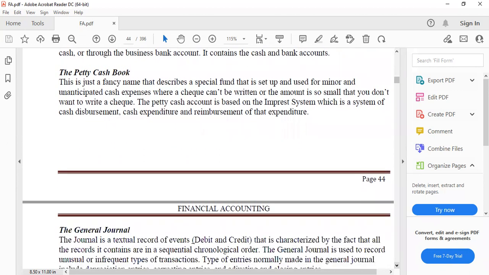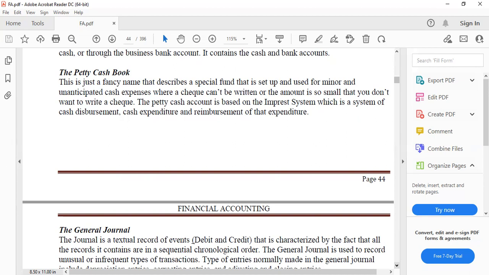The petty cash book, this is just a fancy name that describes a special fund that is set up and used to monitor unanticipated cash expenses, where a check can't be written or the amount is so small that you don't want to write a check. The petty cash account is based on the imprest system, which is a system of cash disbursement, cash expenditure, and reimbursement of that expenditure.